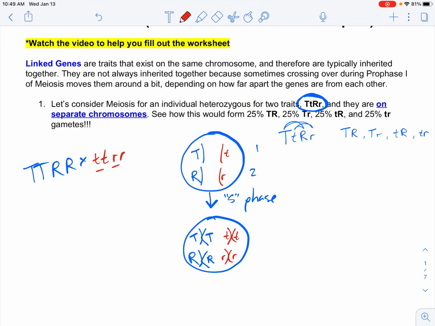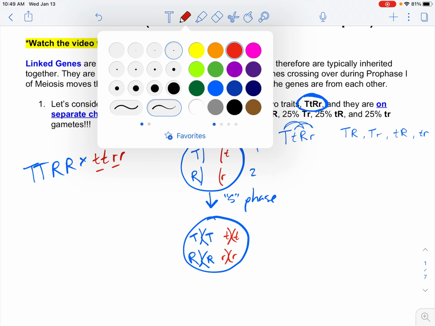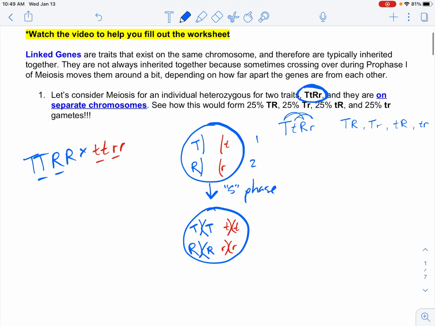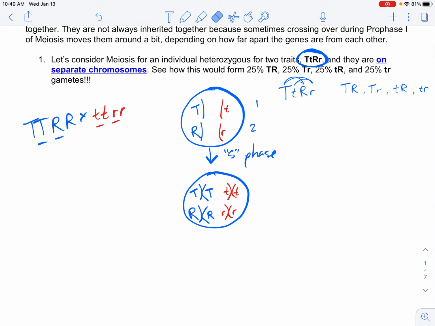So that the little t's and the little r's would have been inherited together, and the big T's and the big R's would have been inherited together. So that's kind of the reason I'm showing that. And this would be like the F1 generation of that parent generation cross.